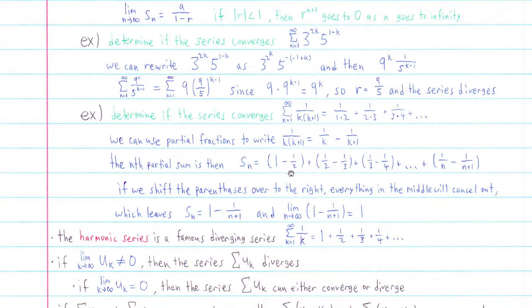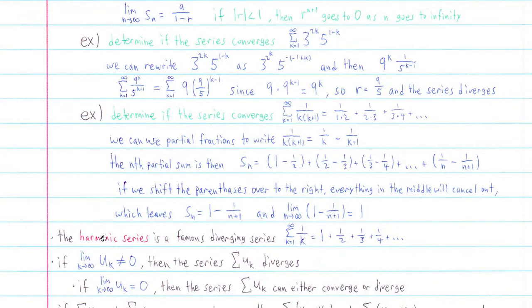As you can see, we have a negative 1/2 and positive 1/2, negative 1/3 and positive 1/3, and so on. So when all these terms are added up, everything in the middle cancels out, and all we have is 1 minus 1 over n plus 1. And then remember, we can take the limit of the sequence of partial sums as n approaches infinity to find the sum of the original series. So the limit as n approaches infinity of the nth partial sum is 1. So this telescoping series converges to 1.